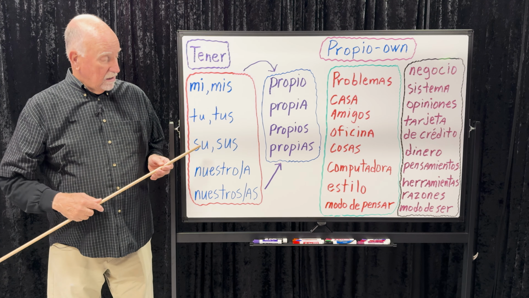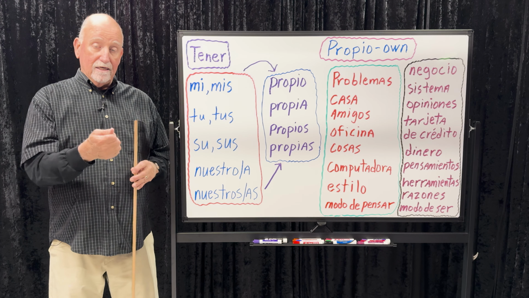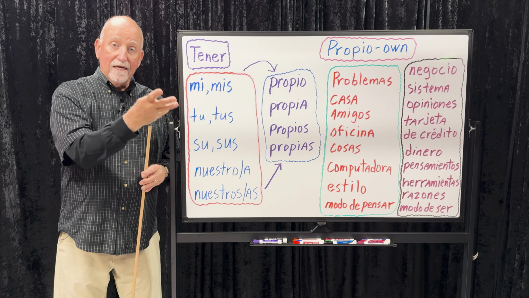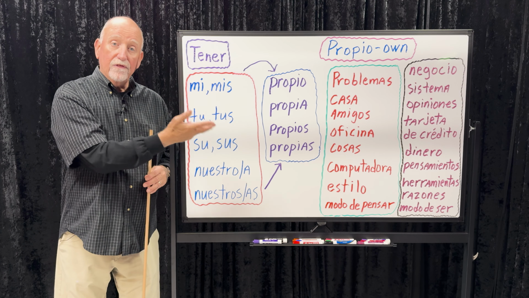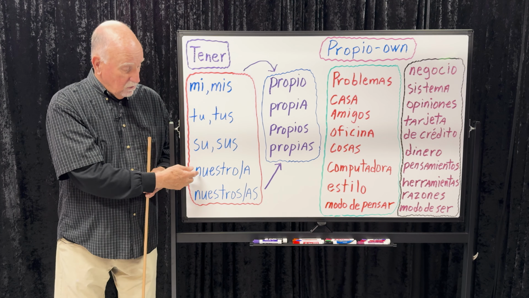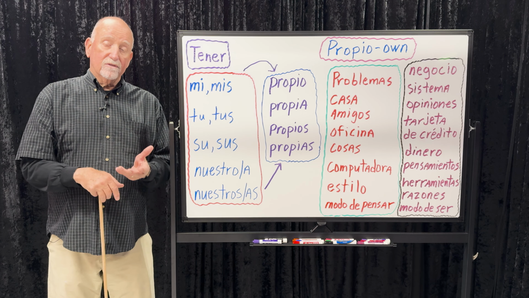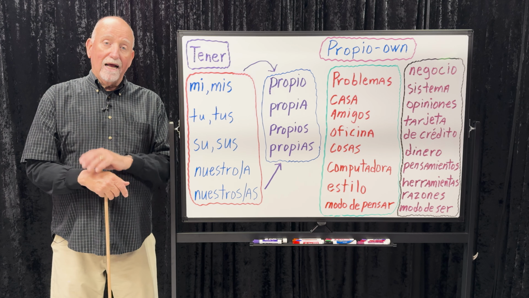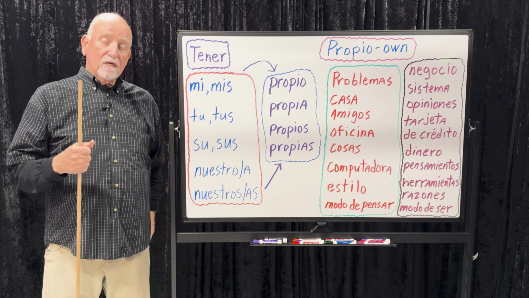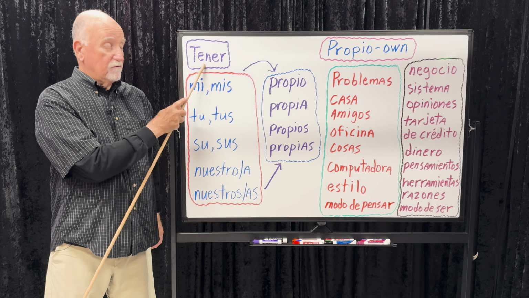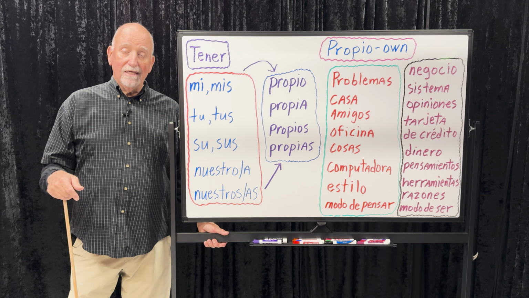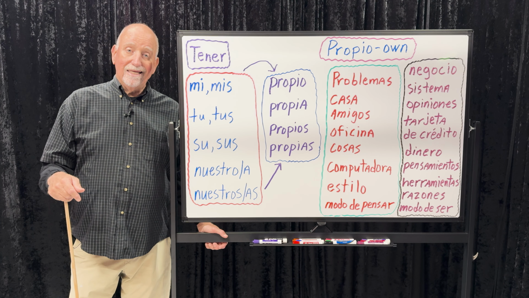Tu and tus. Su and sus can be his, her, your, usted, your, or its, or it could be their or your plural for you guys. This is power packed. And then of course nuestro, nuestra, nuestros, and nuestras, all four of those mean our, O-U-R. Now the verb that is most commonly used with this type of an expression is the verb tener. We know the verb tener very well. In the present tense, it's tengo, tienes, tiene, tenemos, tienen.